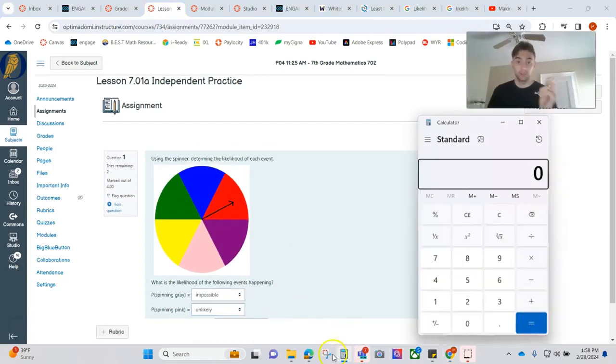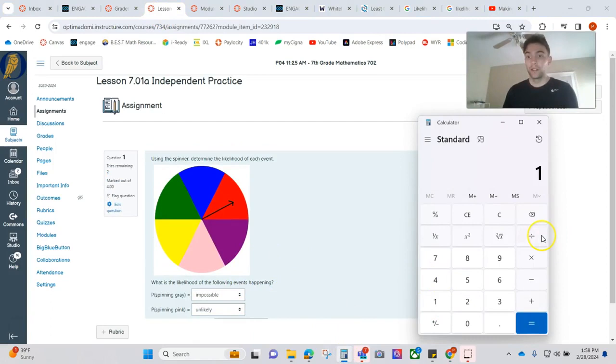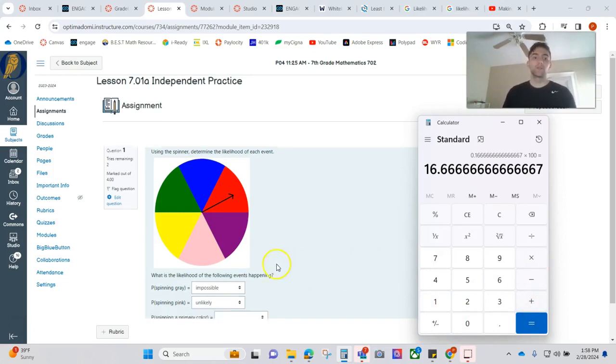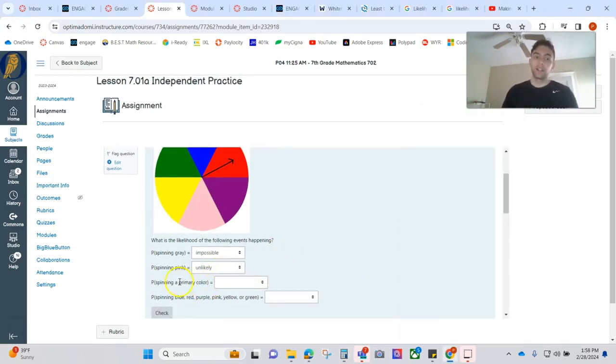Unlikely. We can also test this with our calculator. 1 out of 6 events are pink. 1 out of 6 events are the desired event. And what is that? Oops. 1 out of 6, turn that into a percent. Oops. Mr. Bertram making lots of mistakes. There we go. 16.7%, which is between 0 and 50%. So unlikely. Not impossible, just unlikely.